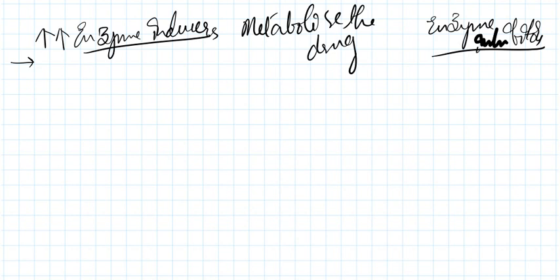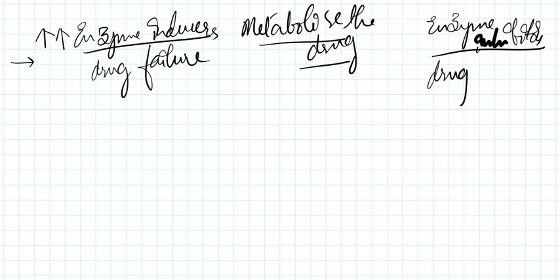Now, if the drug is metabolized fast, without even completion of the action of the drug, obviously it leads to drug failure. I think you got my point. Now, if enzyme inhibitors were given, what happens? The enzyme gets inhibited. If the enzyme is not there, the drug will not be metabolized. The drug stays forever in the tissues and it may lead to drug toxicity.